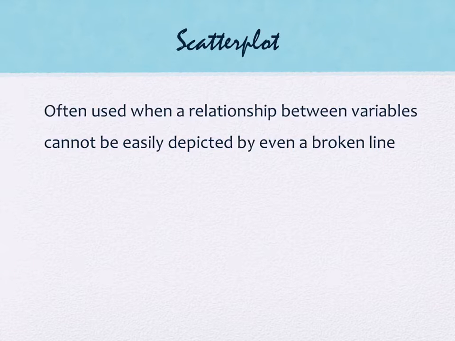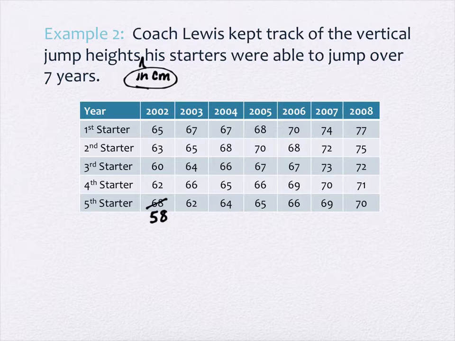So my example is that Coach Lewis, these are typos that I didn't get fixed evidently, Coach Lewis kept track of the vertical jump heights. And it should say in centimeters. What does yours say? Anything at all? It says in centimeters. Great. So I probably just made my slide match yours. Put it in centimeters. The height in centimeters, there should always be units measuring it, and it just got left out. And then it says over 7 years.